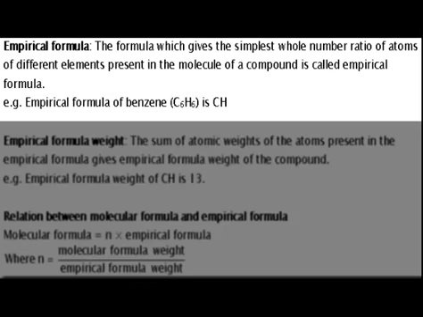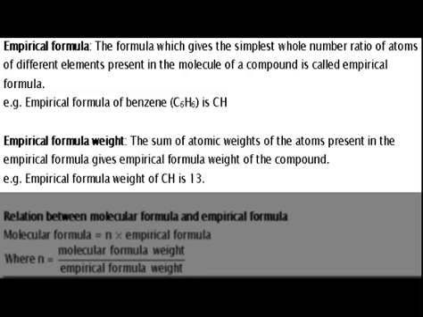Empirical formula. The formula which gives the simplest whole number ratio of the atoms of different elements present in the molecule of a compound is called the empirical formula. For example, the empirical formula of benzene, C6H6, is CH.